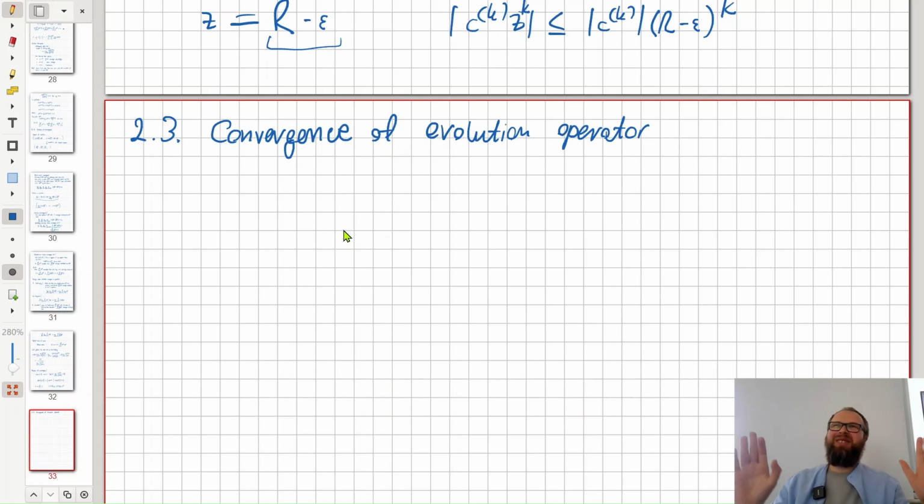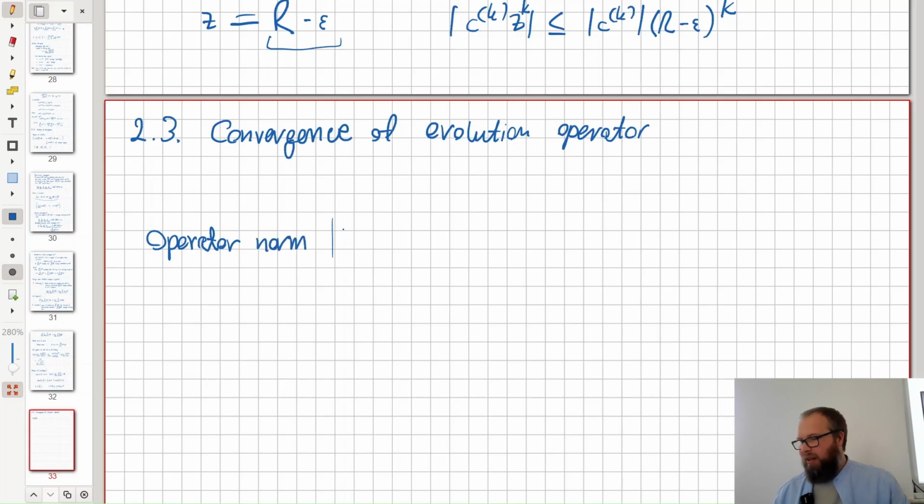So far we just used norms, but now we have to calculate something for our concrete operators, and now it's time to make a decision. The first thing to break down is the operator norm.